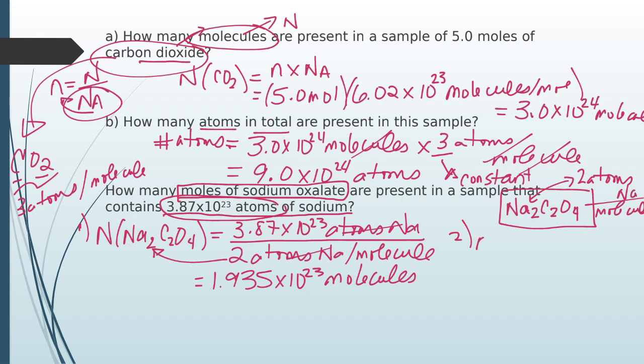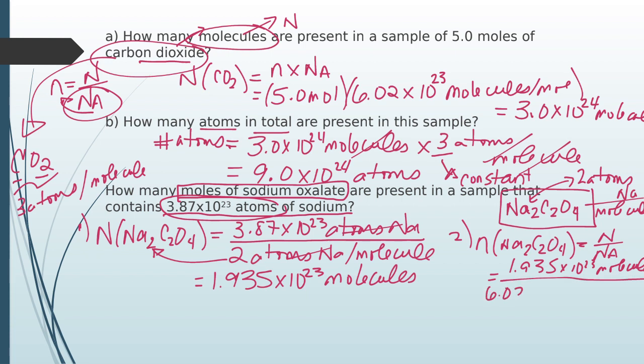This is still asking us to solve for the moles of sodium oxalate. So we're going to set up our formula, which is N divided by Na. And now we're going to sub in the values that we calculated. So 1.935 times 10 to the 23 molecules. And then I'm dividing that by Avogadro's number. So 6.02 times 10 to the 23 molecules per mole. And I get an answer of, let's calculate it here, of 0.3214, all kinds of decimals in there.